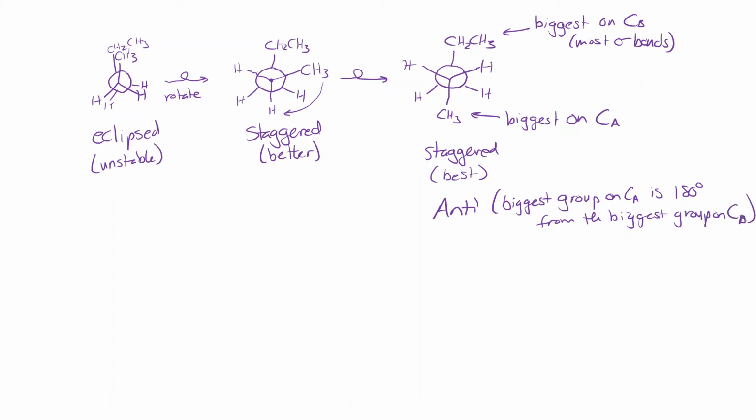This one over here is not anti, because the biggest group on carbon A is still next to the biggest group on carbon B. And so this one is called gauche. Gauche is the French word for awkward. It's like when that person stands just a little bit too close to you and you're like, I need a little bit more space than what you're giving me. That's what gauche is, right?